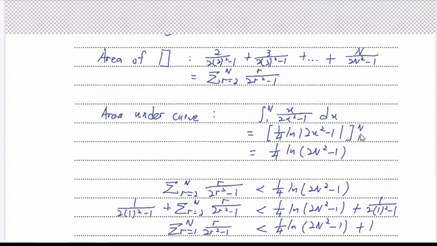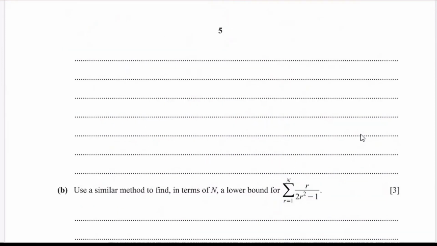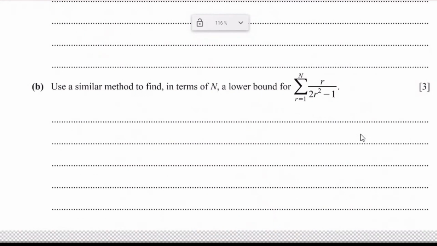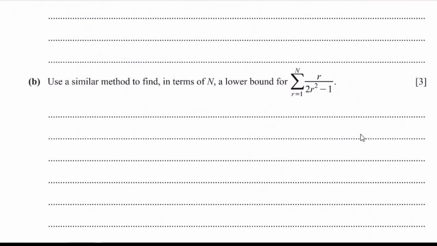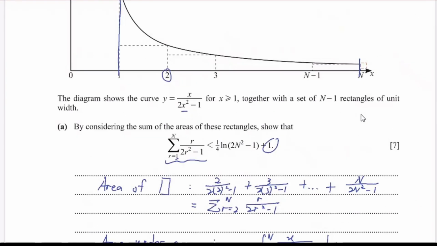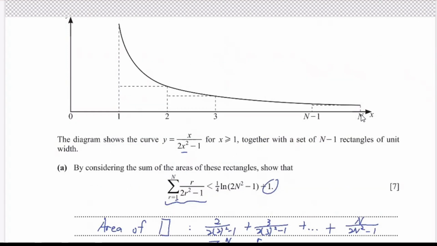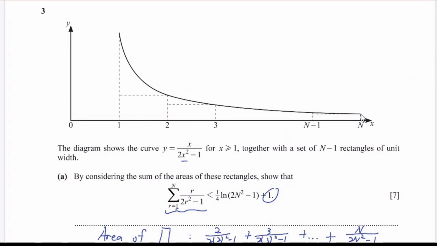So in the second part, use a similar method to find, in terms of n, a lower bound for this sum. Again, there are different ways that we could do it. One way is to consider pushing the rectangles. When we push the rectangles, we are going to consider the rectangle that we didn't consider just now for the first one, from 0 to 1. When we're trying to push all the rectangles, it will be here already.